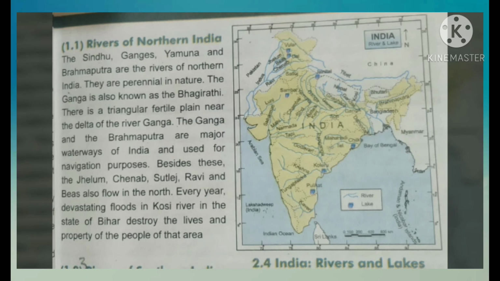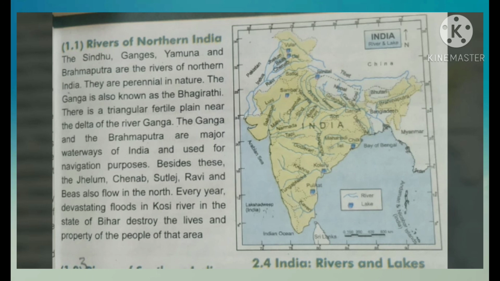The Ganga and the Brahmaputra are major waterways of India and used for navigation purposes. Ganga and Brahmaputra are main waterways and even we use them for navigation purposes. Navigation purposes means whatever the transportation process is there, we can do that thing. Besides this, the Jhelum, Chenab, Satluj, Ravi and Beas also flow in the north. The main rivers which flow through the north are Sindhu, Ganga, Yamuna and Brahmaputra. Besides these four rivers, the Jhelum, Chenab, Satluj, Ravi and Beas also flow. So in total there are 9 rivers in northern India.